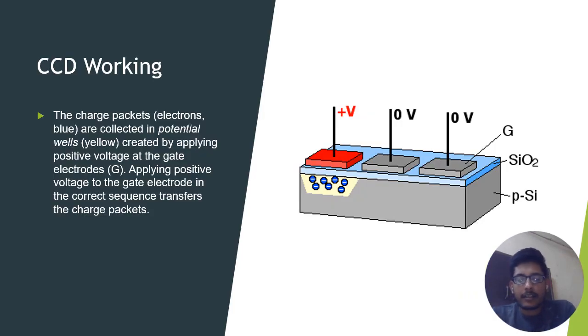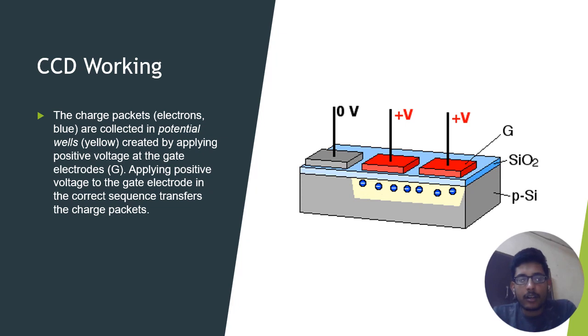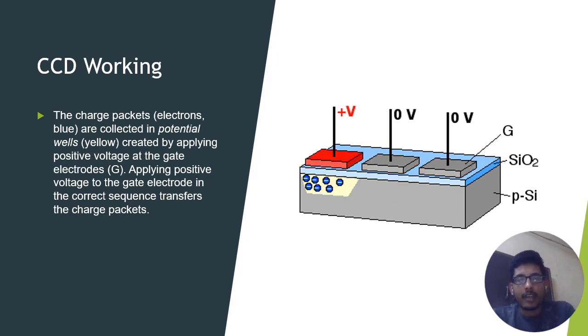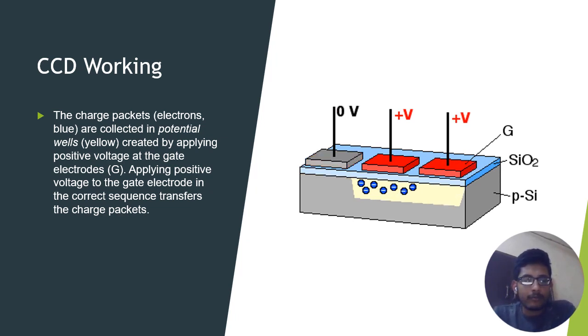So this is the basic diagram of how things are working here. As you can see, the charge packet electrons, which are in blue color, are collected in potential wells, which are in yellow color, created by applying positive voltage at the gate electrodes. As you can see, there are gate electrodes there, and the voltages are being applied there. Applying positive voltage to a gate electrode in the correct sequence transfers the charge packets as required.